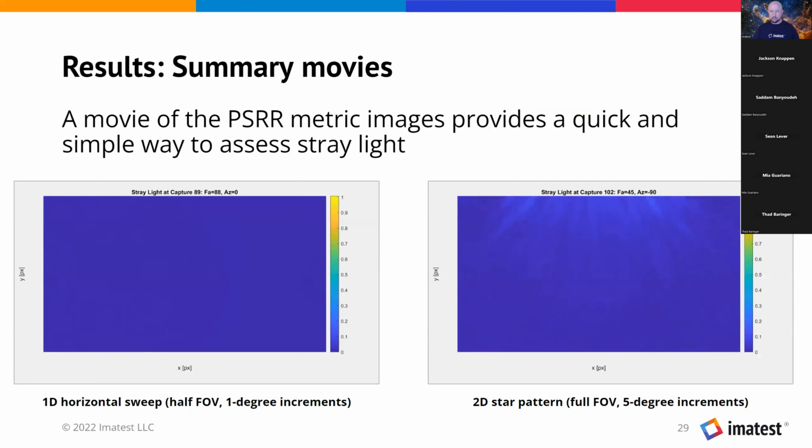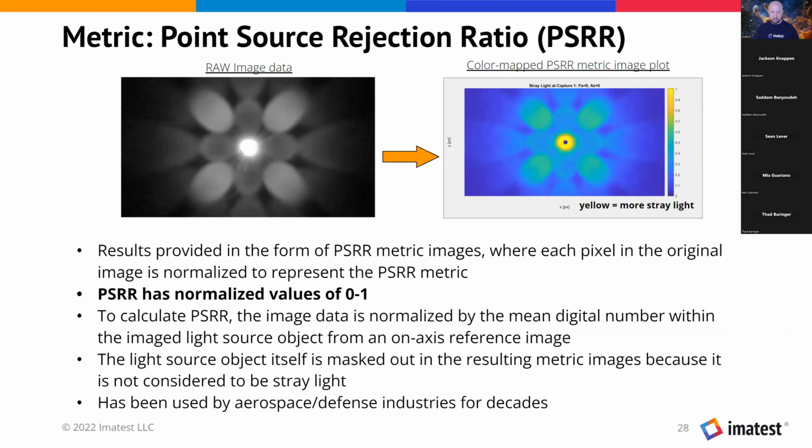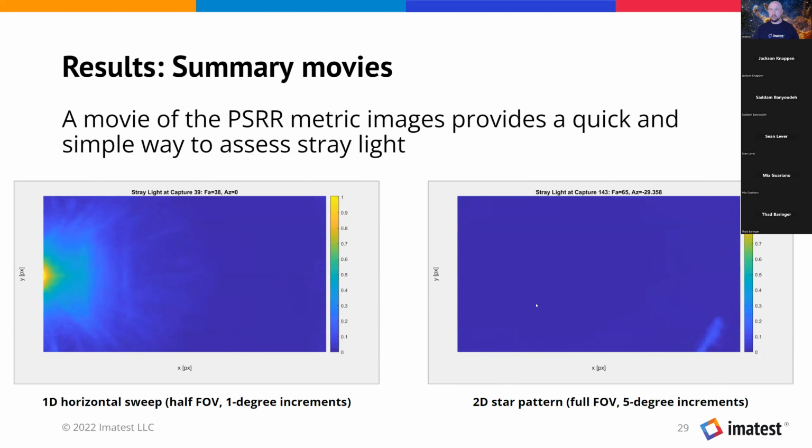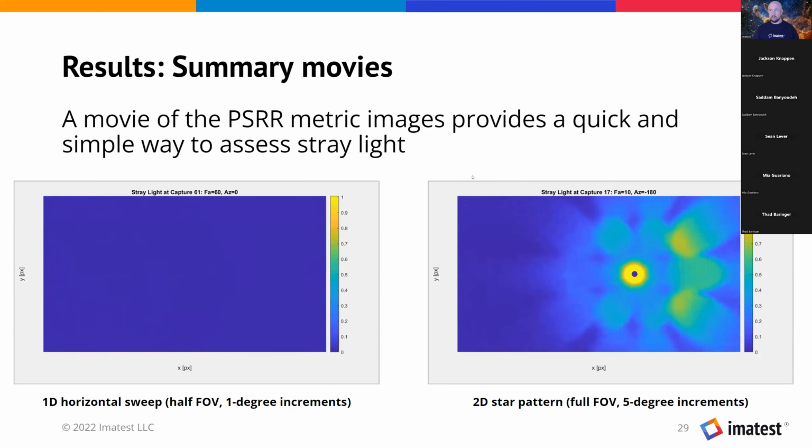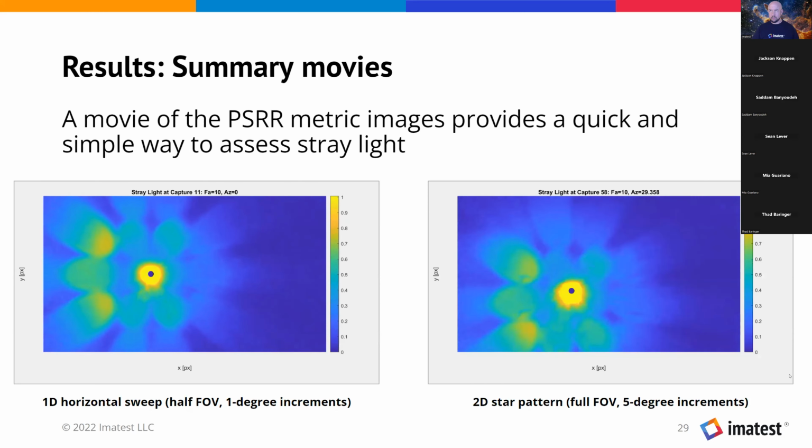Yeah, so the on-axis reference image, the normalization factor derived from this image, is used for all of the rest of the data, including all of the other images, including those where the light source is outside the field of view. So all of the metric images in these GIFs are normalized by the same on-axis normalization factor.